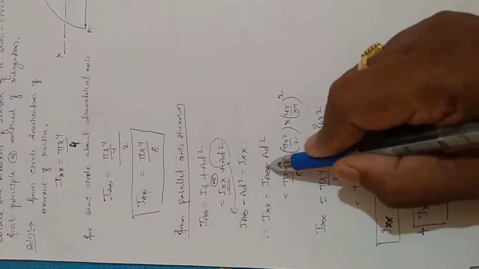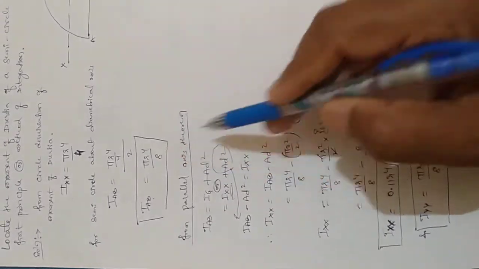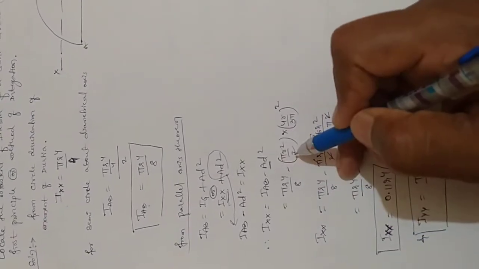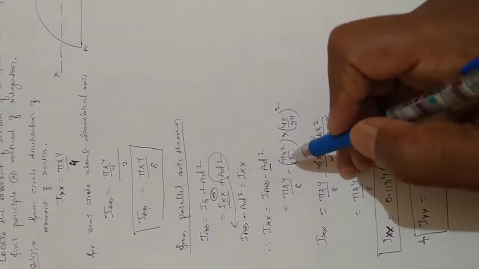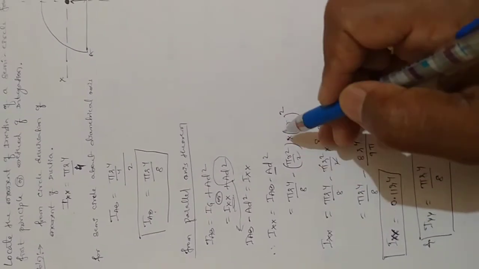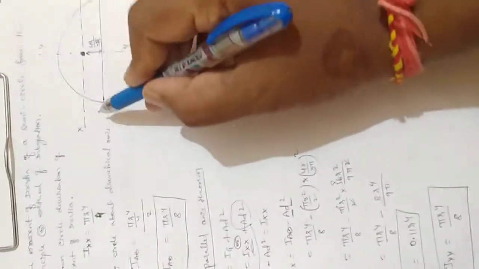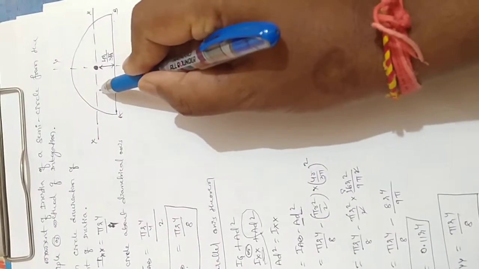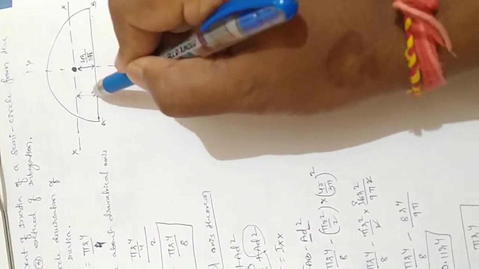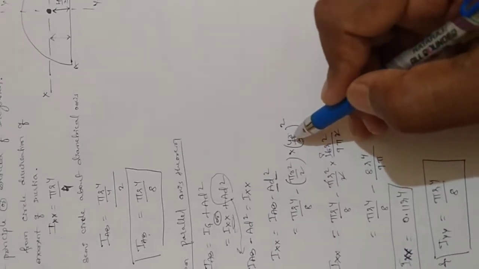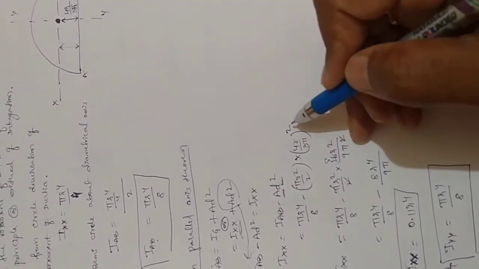I have just rearranged. We know the formula for IAB, the moment about the base, is pi r raised to 4 divided by 8, that I have substituted here, minus the area of a semicircle, that is pi r square divided by 2. Pi r square is for a circle; if I divide it by 2, I will get it for a semicircle. Into this, d is the distance between the two parallel axes. Here the parallel axes are xx and AB. The distance between these two is this distance from the base to the centroid, which is 4r by 3 pi. That I have substituted here: in place of d, 4r by 3 pi, which is whole squared.